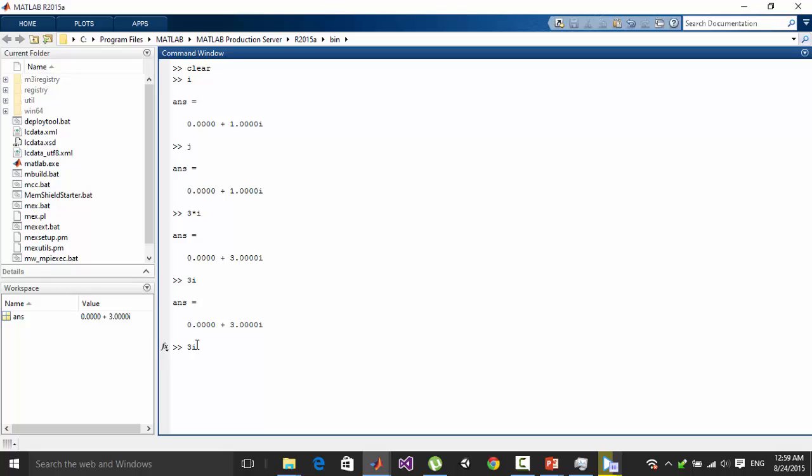So if we want to multiply two complex numbers, 3I multiplied by 2I, the value is -6. Radical -1 multiplied by radical -1 is -1. 3 multiplied by 2 is 6, and this is why it is -6. I guess you all know that. So let's clear the screen.